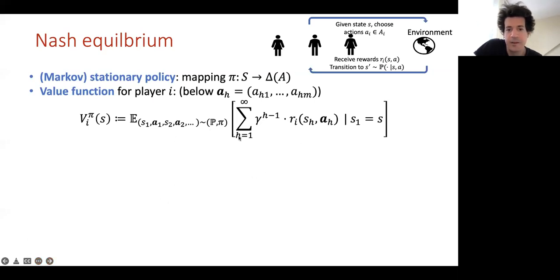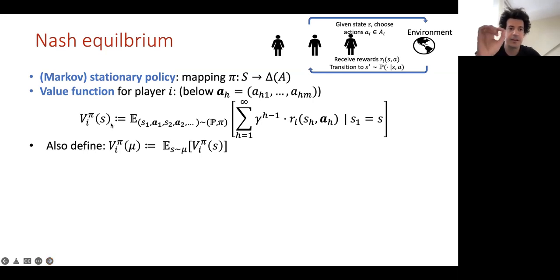I guess here I switch notation again, sorry, from T to H, but okay. H is the time. This is a little thing I'm introducing here for the slides.